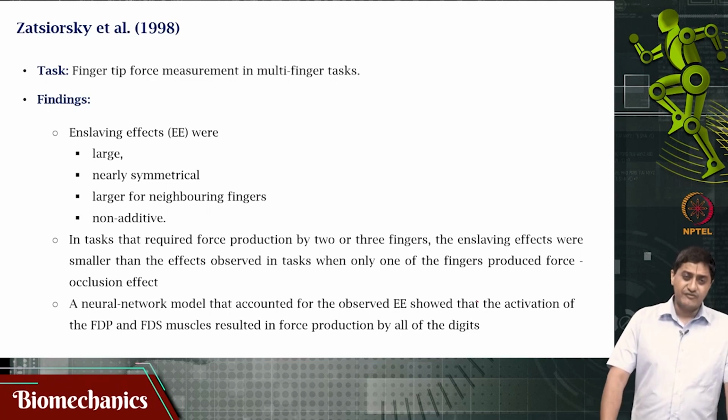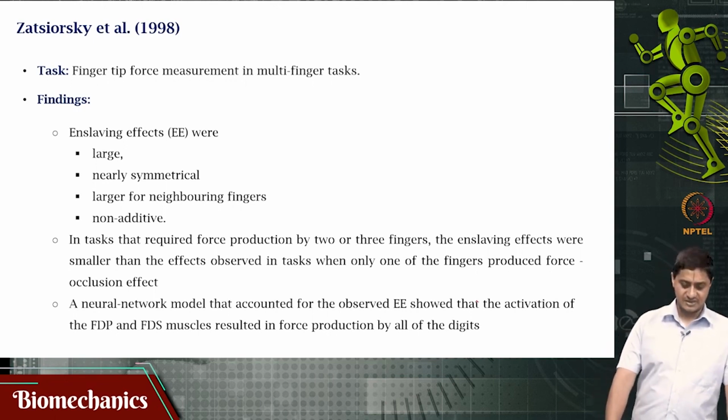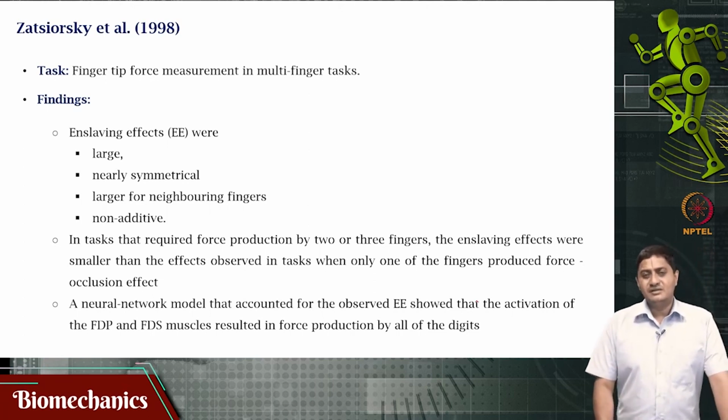That is, if the index finger is the master finger, then the enslavement effect on the middle finger is greater than the enslavement effect on the little finger, because the little finger is far away from the index finger, but the middle finger is right next to it. Because of this, enslaving effect is large for the middle finger when compared with the little finger if the instructed finger is the index finger. The other finding was that enslaving effects are not additive. You cannot merely add enslaving effects to find a net enslaving effect depending on the fingers. That is something that you cannot avoid.